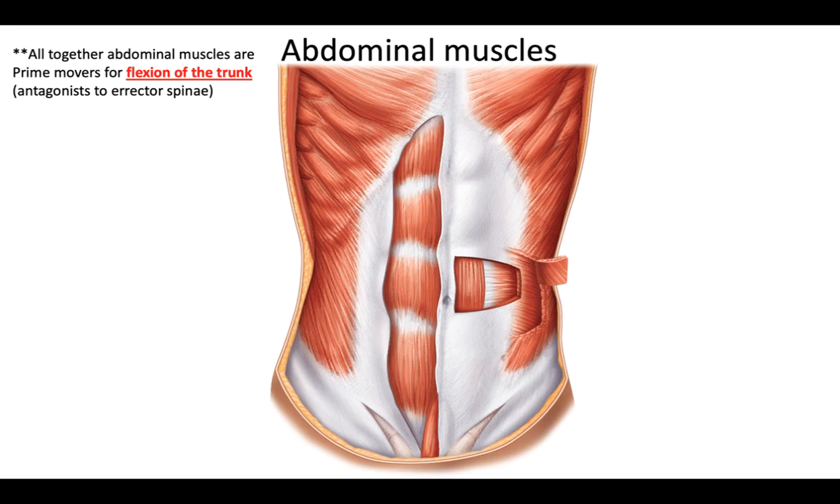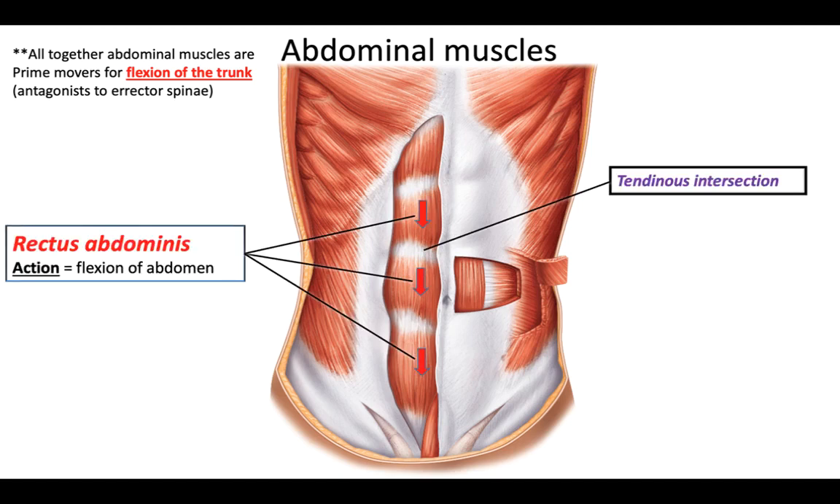So when you bend over and tie your shoes, you're using a lot of your abdominal muscles. Then when you stand back up, you're using your erector spinae group. All right, so the two groups are what we call antagonistic. They're doing opposite things. So let's look at these abdominal muscles.